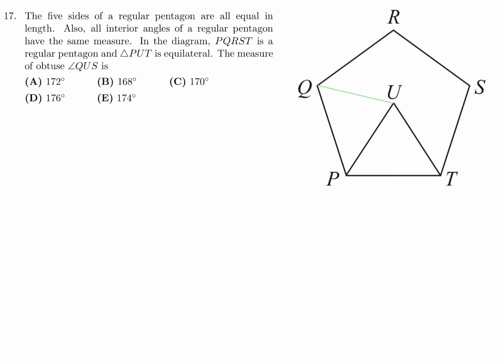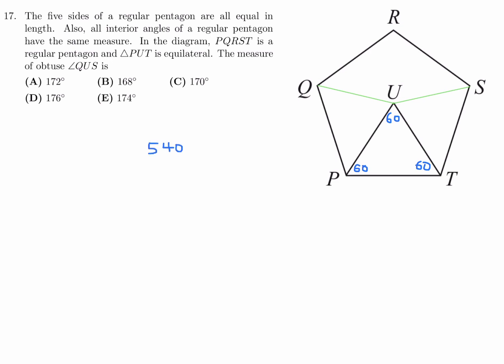Well, let's join Q, U, and S to figure out that kind of shape. And let's start filling in what we know. PUT is equilateral, so these are all 60s. That's pretty easy. And then the interior angles of a regular pentagon have the same measure according to the question. We already knew that. All the angles combined equal 540.